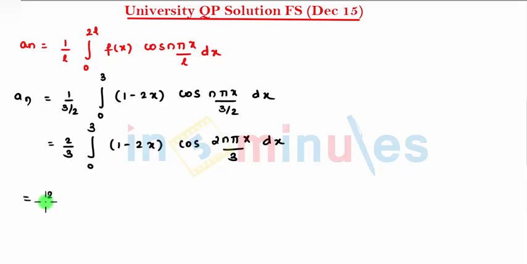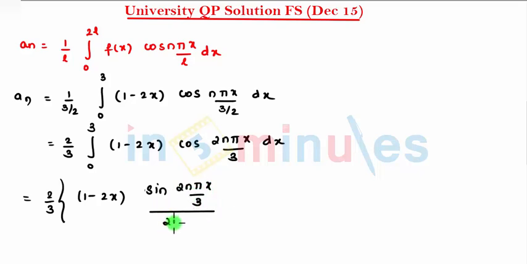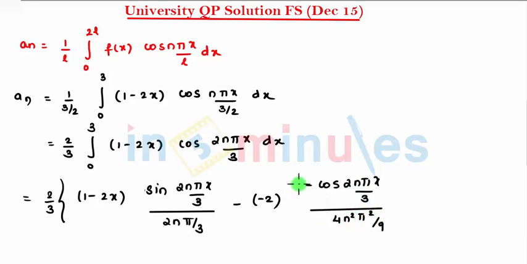Let's integrate this. That comes to be 2 by 3. First is 2x minus 1, that is u. Integration of v is sine 2n pi x divided by 3, and this whole gets divided by 2n pi divided by 3, minus the differentiation of this, which comes to be 2, times the integration of this, which comes to be minus cos of 2n pi x divided by 3, whole divided by 4n square pi square divided by 9, where the limits are 0 to 3.